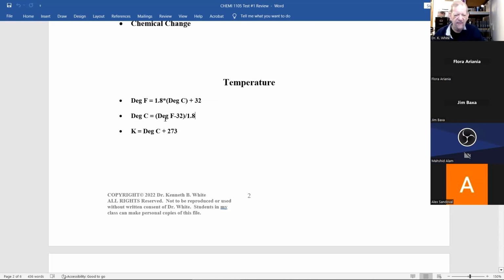If you have degrees F and you want to convert to degrees C, it's degrees F minus 32, divided by 1.8. Now here, you do what's in the bracket first, the subtraction, then the division. Students make the mistake of dividing degrees F by 1.8 and 32 by 1.8 and then subtracting. Wrong answer. Do the subtraction first, then the division. And finally, Kelvin is equal to degrees C plus 273.